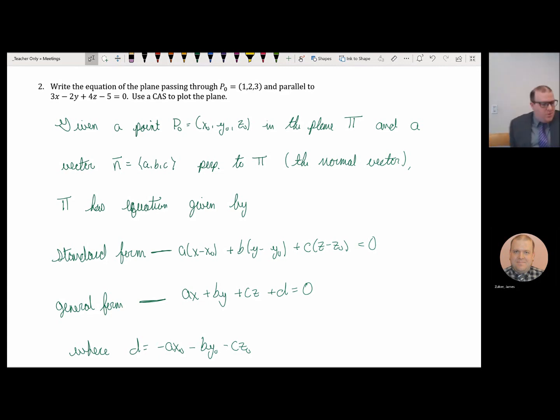All I have to do is find the normal vector to the given plane that's parallel. And we can use that as our normal vector. We could also use the complete opposite, right? If we just switch the direction down instead of up, still perpendicular. What is the normal vector for the plane 3x minus 2y plus 4z minus 5 equals 0?